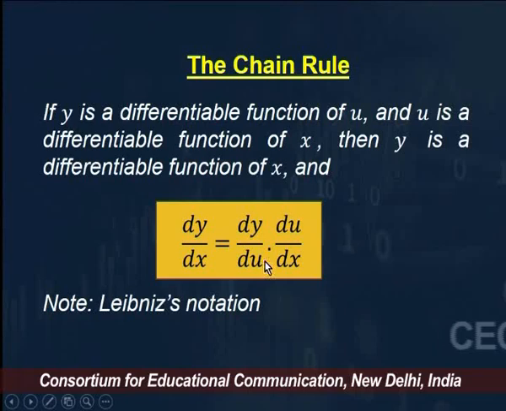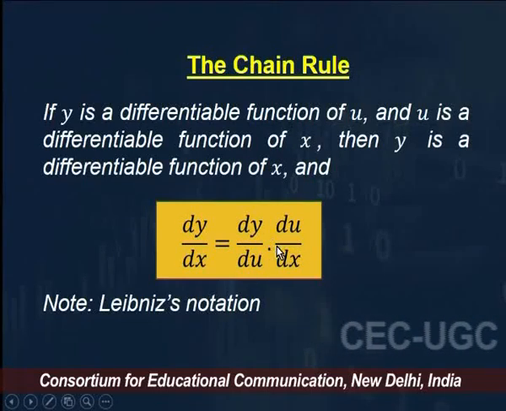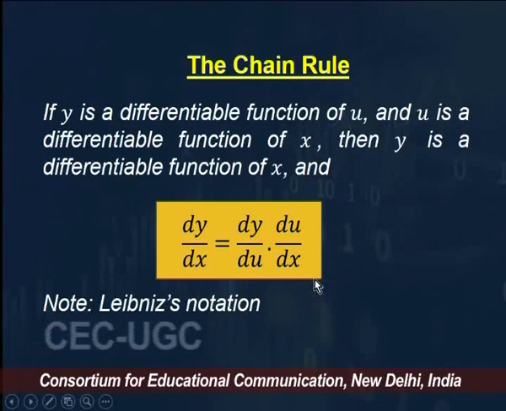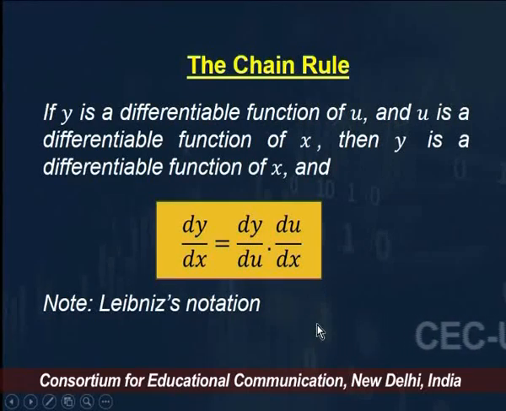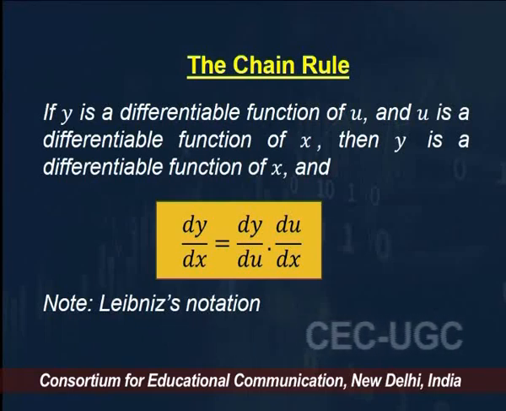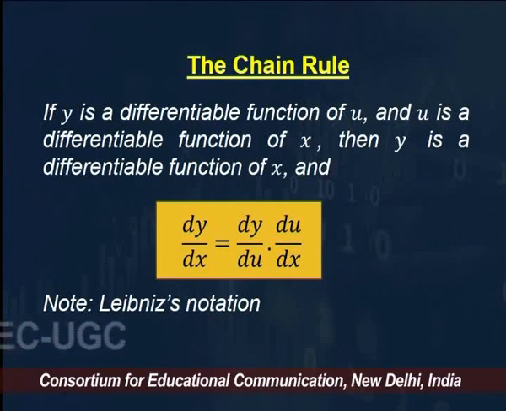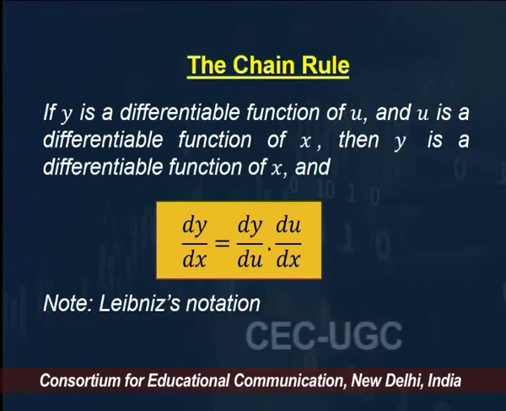In fact, if you see the way things are expressed, if I cancel the du on the right hand side with the du here, that gives me nothing but dy by dx. So this is the chain rule where dy by dx is equal to dy by du times du by dx, and this is the chain rule in what we call Leibniz's notation, because this d by dx or d by du notation is originally attributable to Leibniz. Now, as I said, this chain rule is fairly intuitive. It's very simple.